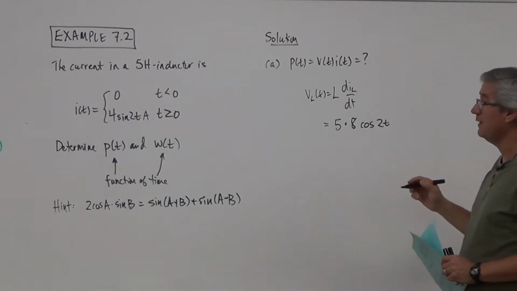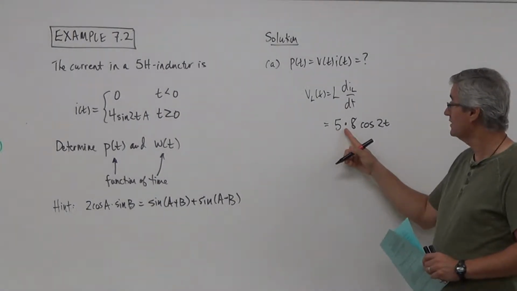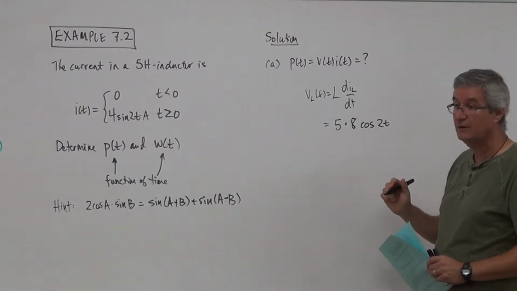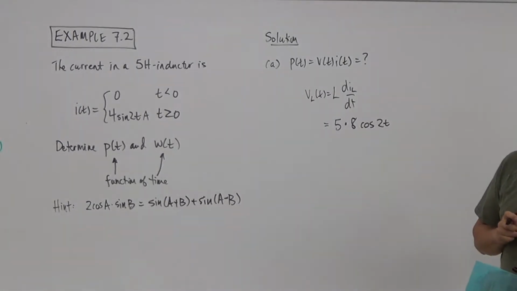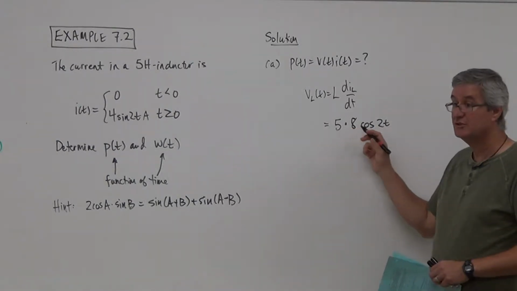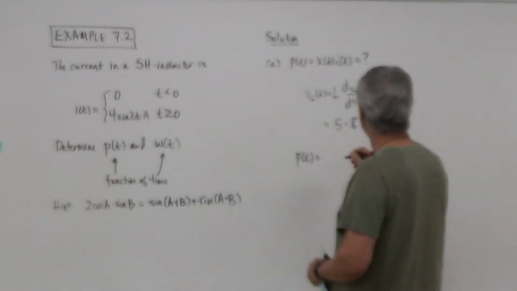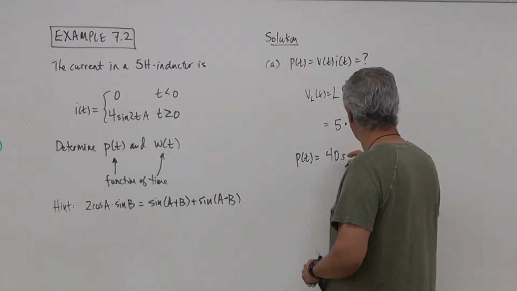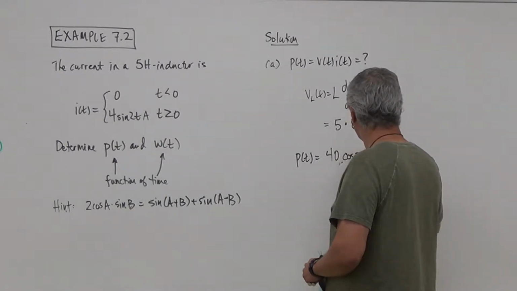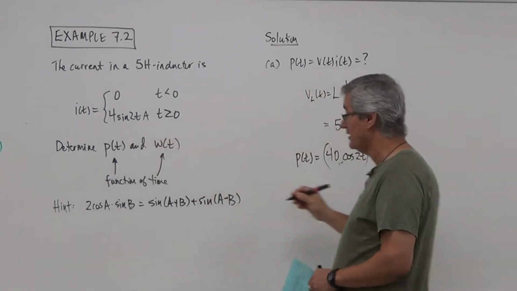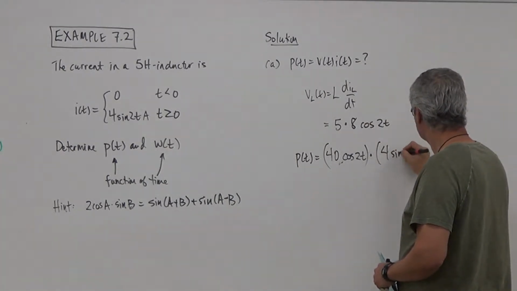And note that if I multiply units, I have a Henry times what? An amp per second. So therefore, that should give me units of volts. Just to make sure, since Henry is the SI unit for inductance, if I multiply all those, it should give me units of volts. So then the power as a function of t will be 40 cosine of 2t times the current, which is 4 sine of 2t.